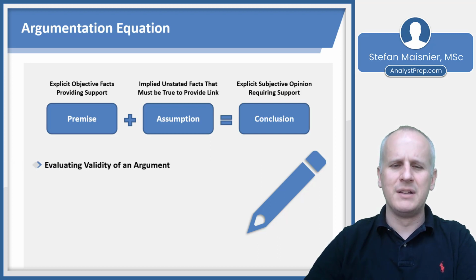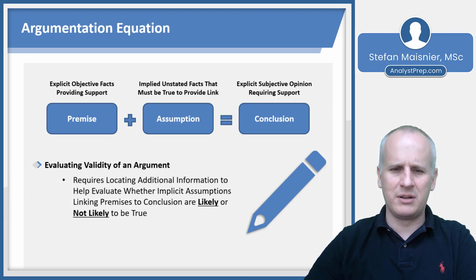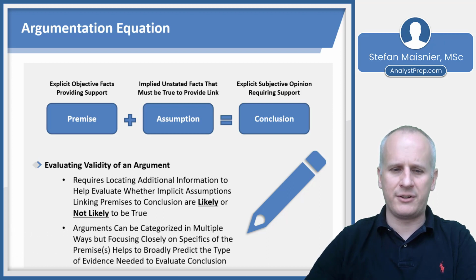requiring support. So if you are being asked to evaluate the validity of an argument, you need to locate additional information to help evaluate whether the implicit assumptions linking the premises to the conclusion would be either likely or unlikely to be true. So the answer to the question posed by the choice that's correct will actually change the outcome of whether the conclusion is valid or not.